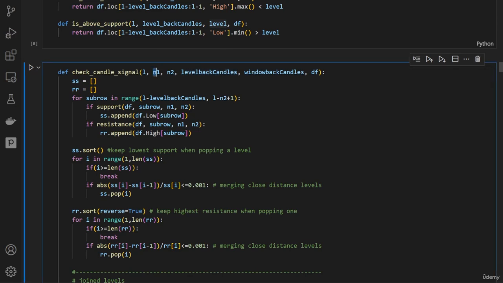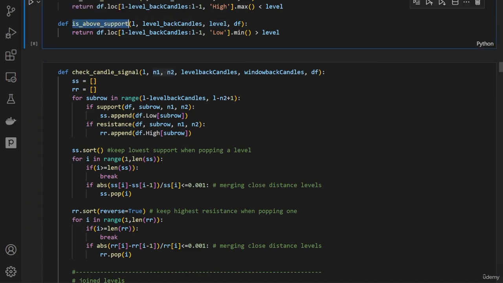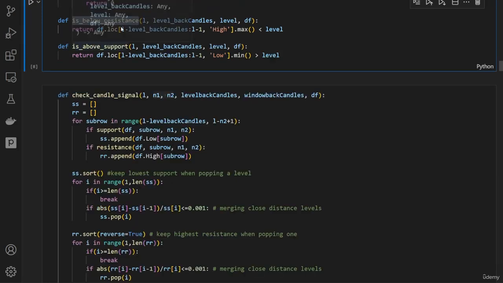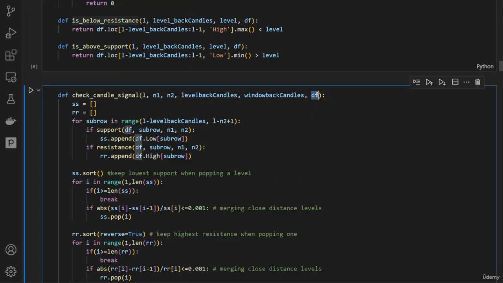So all of this testing for using N1 and N2 is done within a time window. If I'm looking at a current candle, I just need to look to, let's say, 40 candles before that to extract the support and resistance levels if there are any occurring in there. Then we need the window back candles, and this is usually a smaller window of candles where we're going to test if we have is above support or is below resistance, two functions that we've previously mentioned. And then we have the data frame.